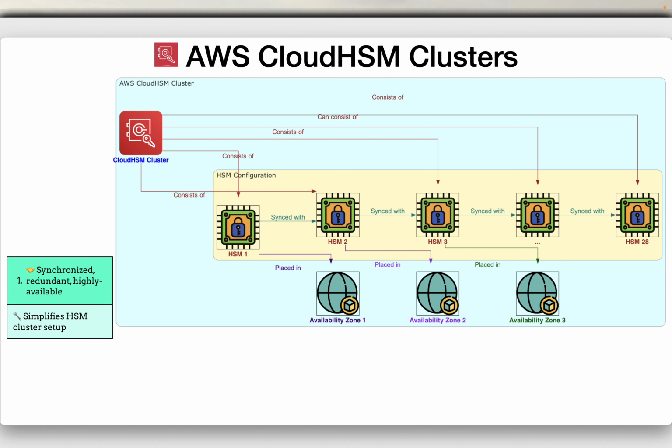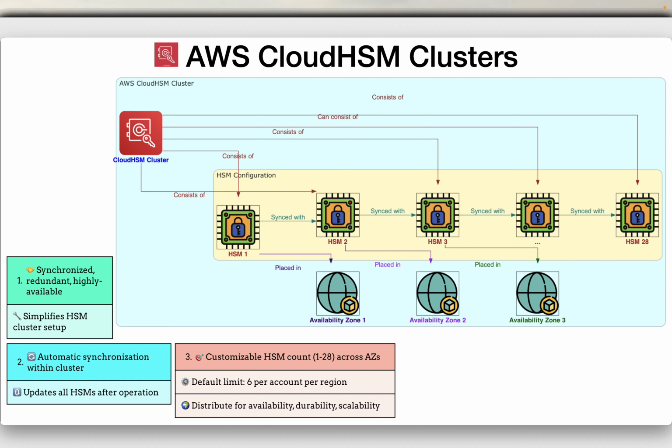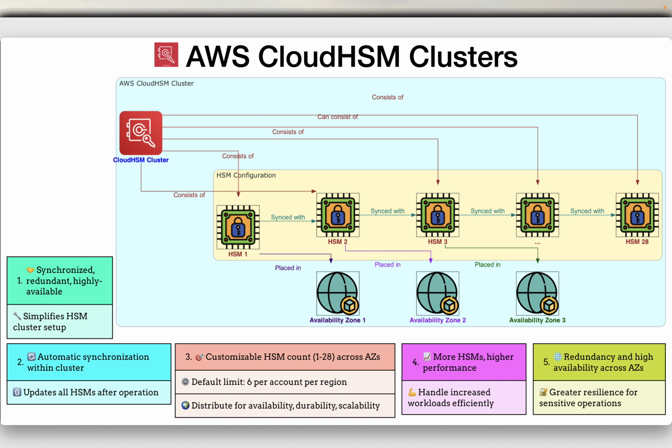So there are 6 per AWS account per region. HSMs can be created and distributed across multiple availability zones to meet high availability, durability and scalability requirements. So the default is 6 per account per region, but you can spread it across multiple AZs. Adding more HSMs to a cluster can improve overall performance, allowing users to handle increased workloads efficiently.